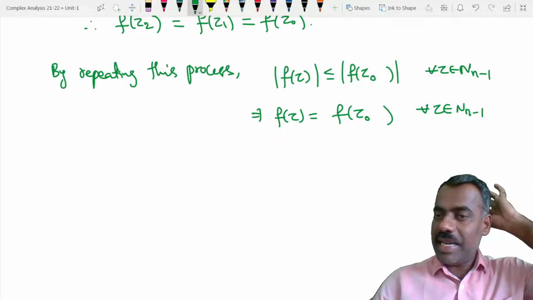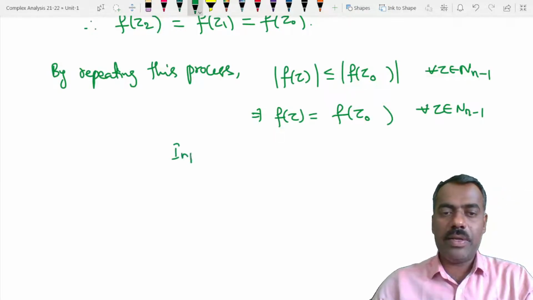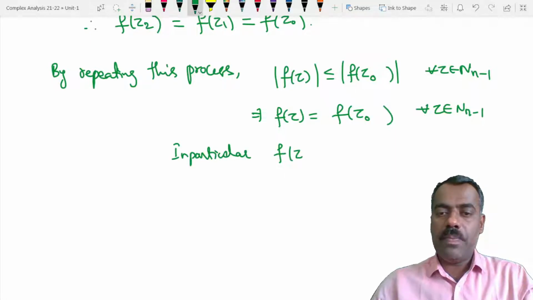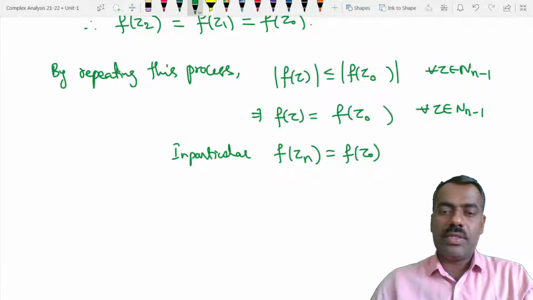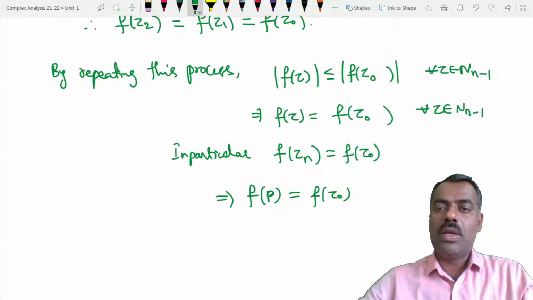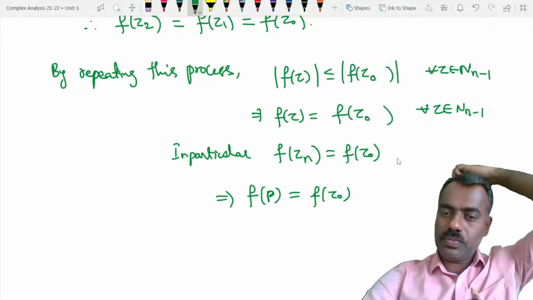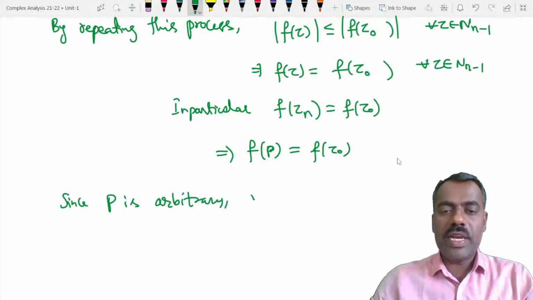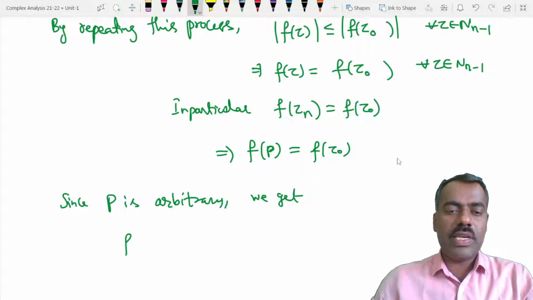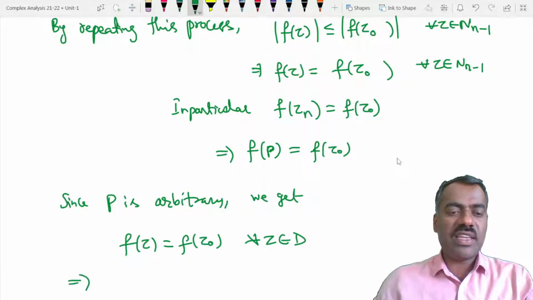In particular, z n, which is p, is here. So in particular, f of z n is equal to f of z naught. That is, f of p, since z n is p, is equal to f of z naught. Therefore, since p is arbitrary, we get that f of z is equal to f of z naught for all z belonging to D. This implies f of z is constant.